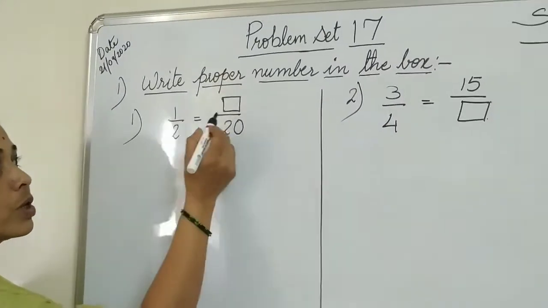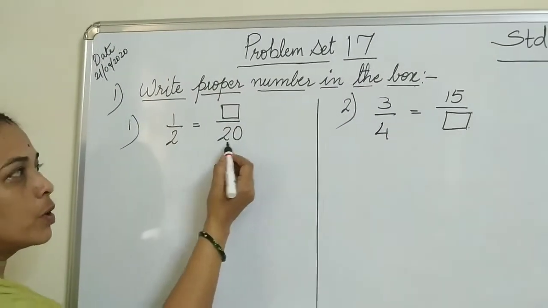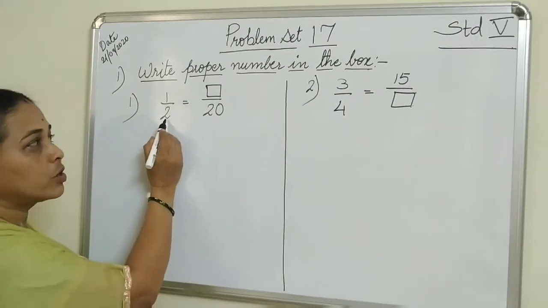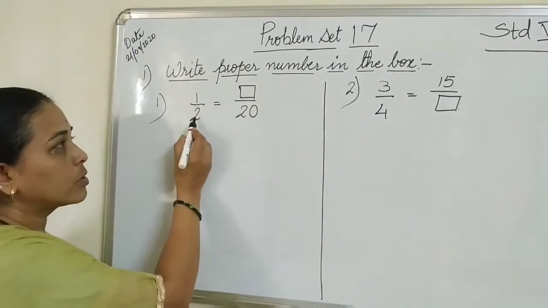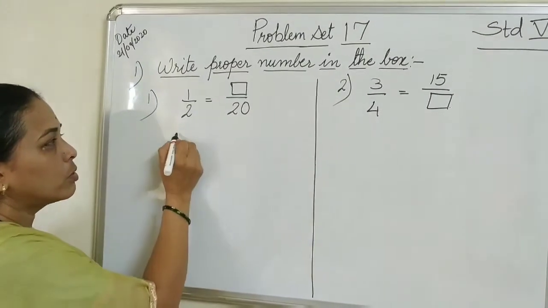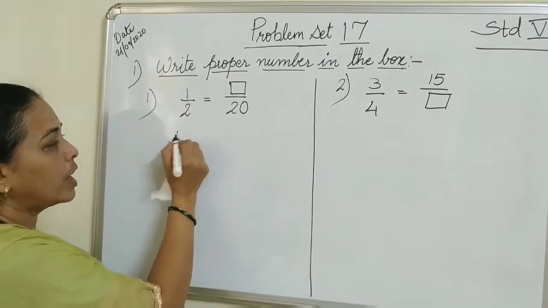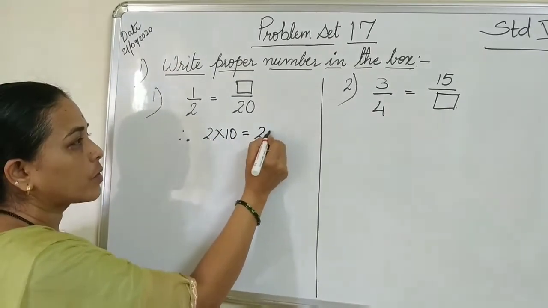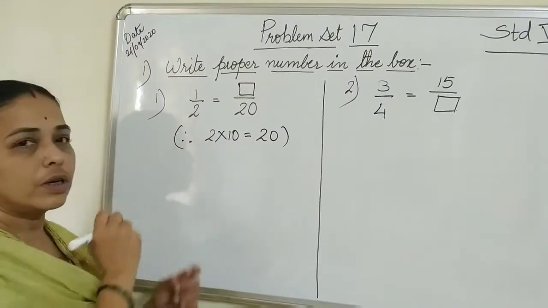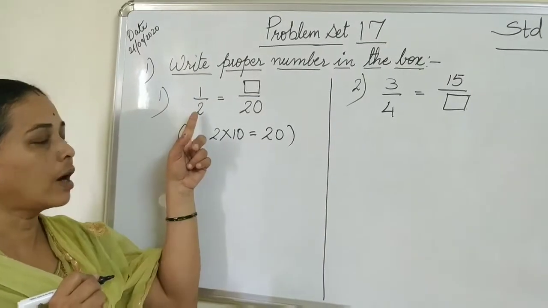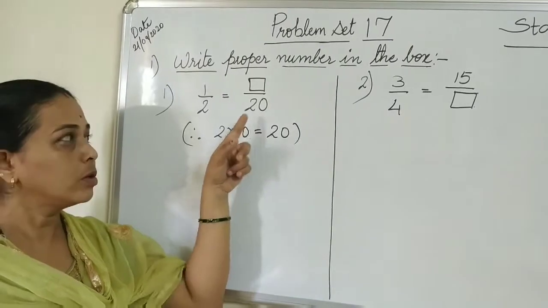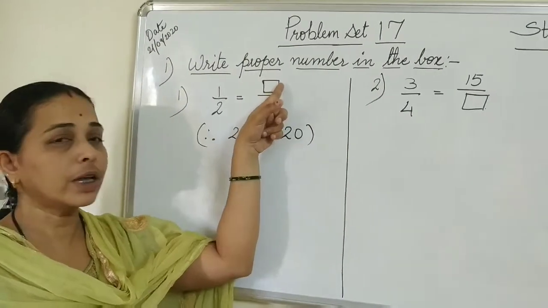1 upon 2 is equal to box upon 20. The denominator is given as 20 and here it is 2. So 2 how many times makes 20, now you have to find out. As we know, 2 multiplied by 10 is 20, correct? So we have to multiply the numerator and denominator by 10. So you will get 20 here and you will get 10.